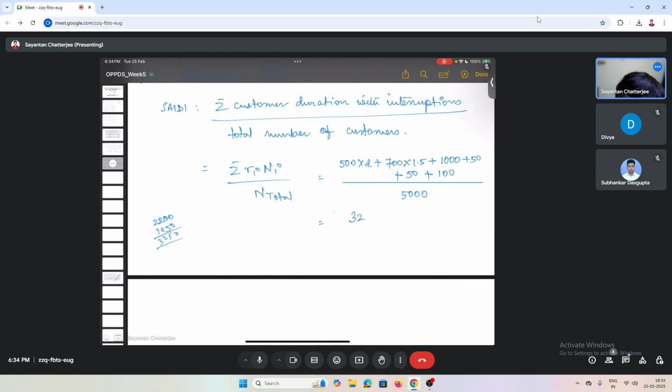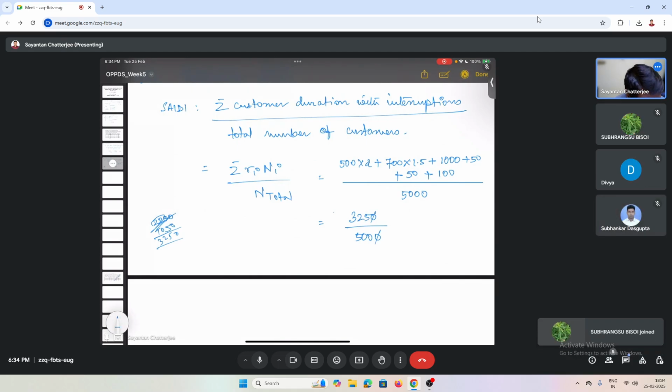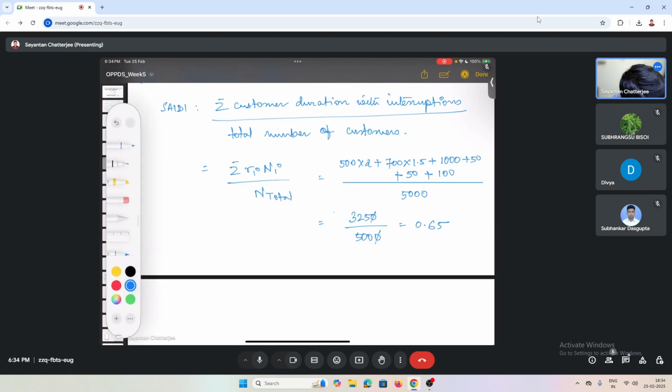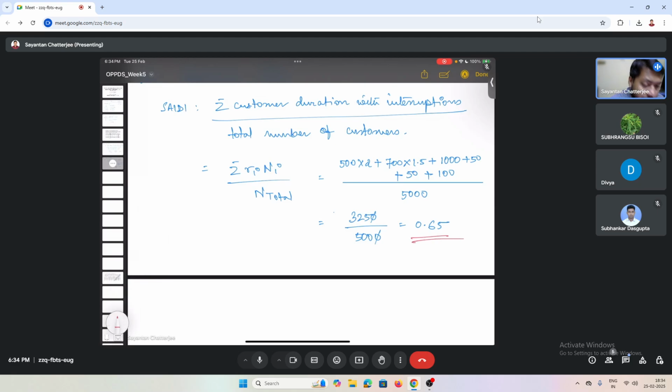3250, I think. 3250. So the final answer we can write it as 0.65. This was the answer given. Any problem?